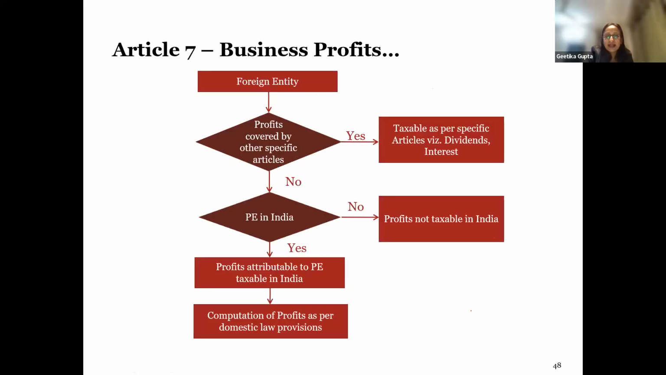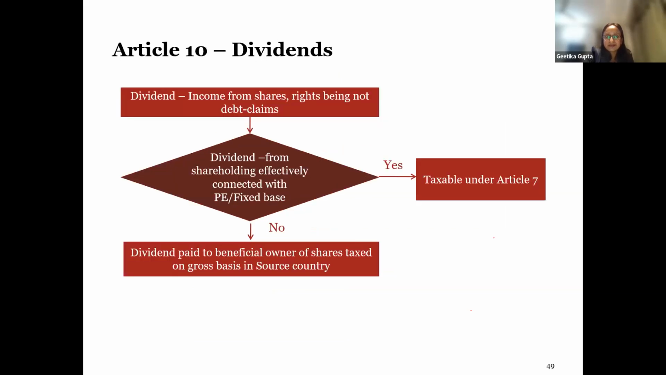This is again the diagrammatic presentation. Foreign entity profits covered by other articles, like dividend and interest, will be taxable as per those articles. In case they are not covered by specific articles, if there is no PE in India, then no taxability. If a PE is there, then taxability is there, and profits attributable to it will be taxable.